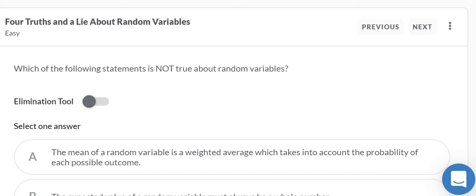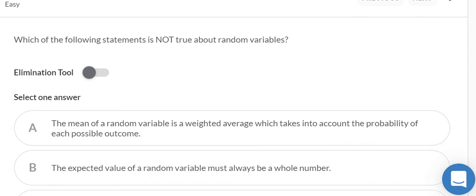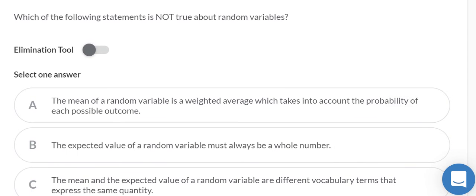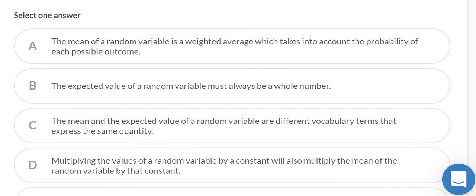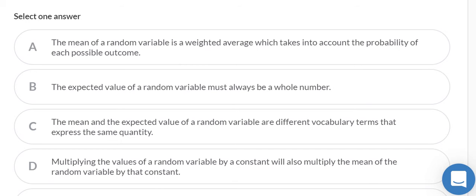Stay tuned for the correct answer here, because we haven't actually discussed all of the outcomes that are choices in this problem. We are asked to identify which statement is false with regards to random variables. So, which one is false? Option A, the mean or the average of a random variable is a weighted average which takes into account the probability of each possible outcome. That is true. That is actually the definition of expected value.